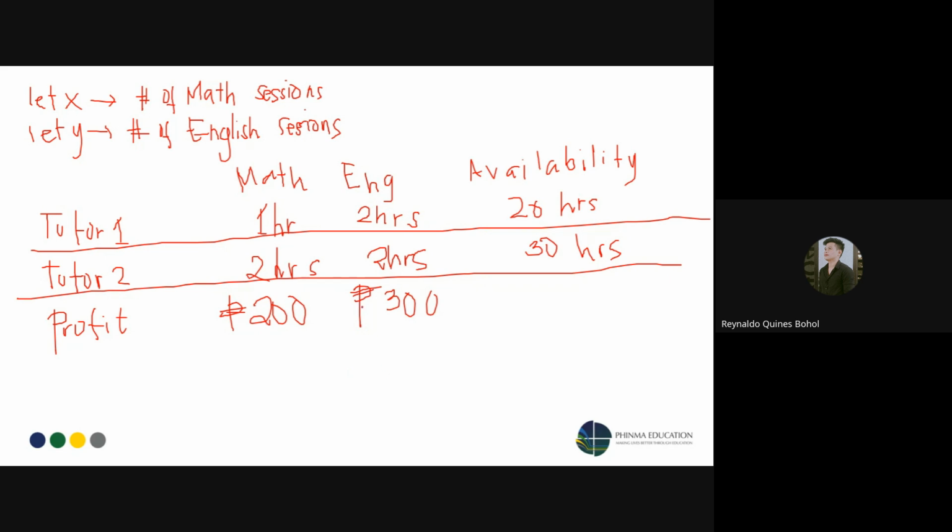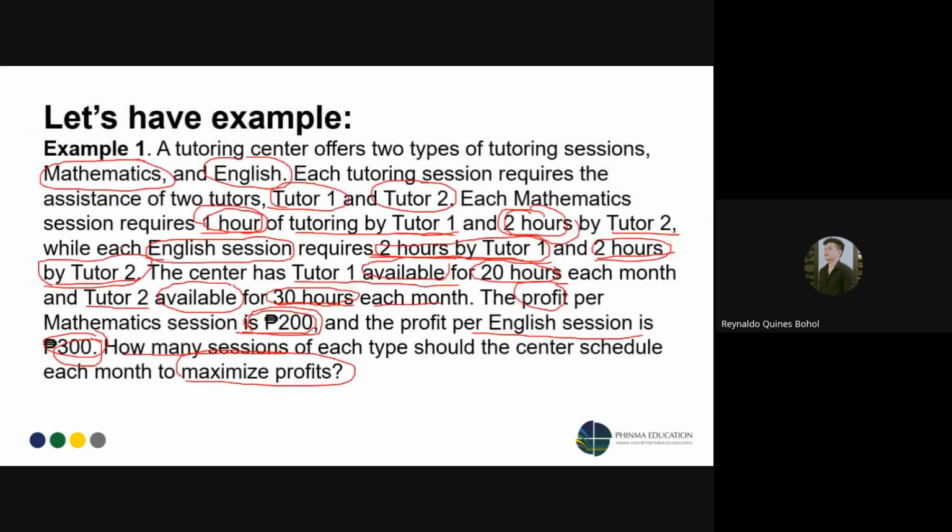Again, for mathematics, that is our X. And for English, that is our Y. For tutor 1, it was stated in the problem, 1 hour. For tutor 2, 2 hours for teaching math. But the overall availability per month is 20 hours for tutor 1, and tutor 2 is 30 hours. So that is the data. These are the data in our given problem number 1. You can clearly see the sequence there.